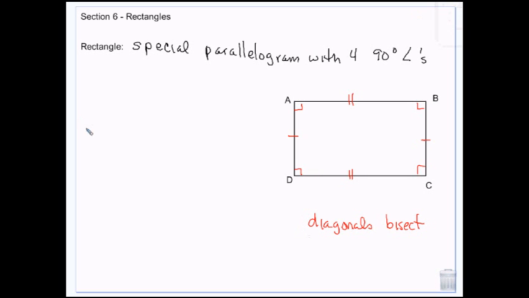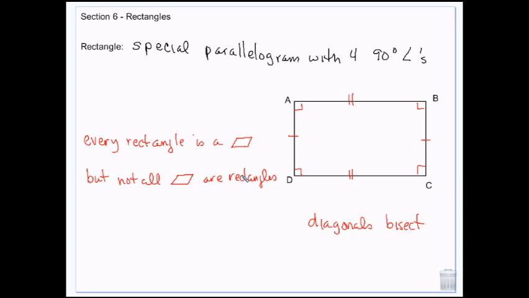Every rectangle is a parallelogram, but not all parallelograms are rectangles. Bless you. Does that make sense? So every rectangle is a parallelogram, but every parallelogram is not a rectangle. But if you think about it, a parallelogram is a rectangle that you kind of smushed sideways. Yeah? Okay.